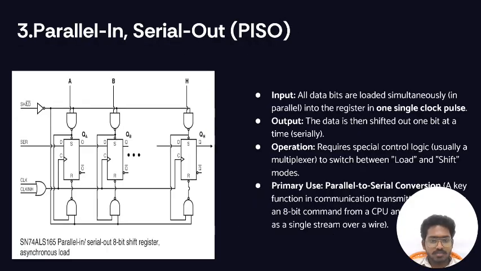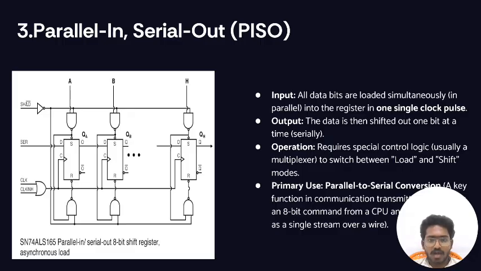Now, parallel in, serial out. In this, the input is fast. A whole word is loaded into the register in one single clock pulse using dedicated parallel inputs. The output is slow. The data is then shifted out serially, one bit at a time, on subsequent clock pulses.